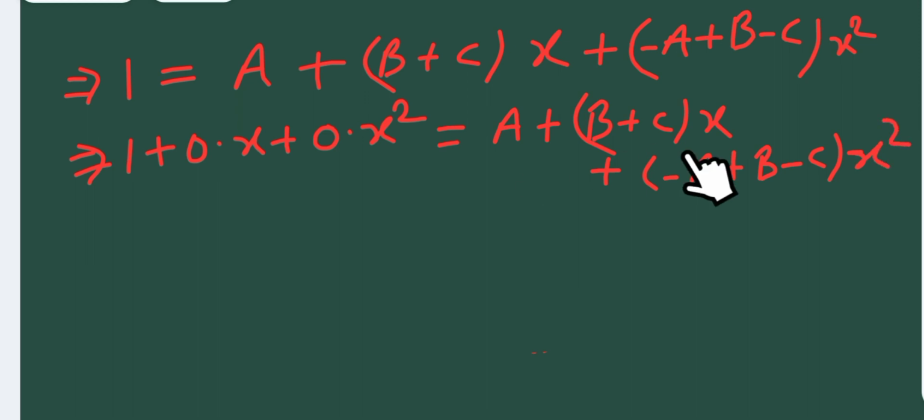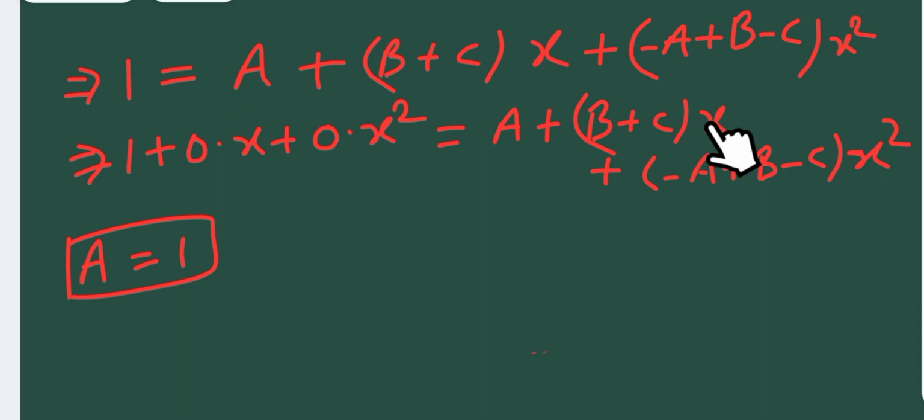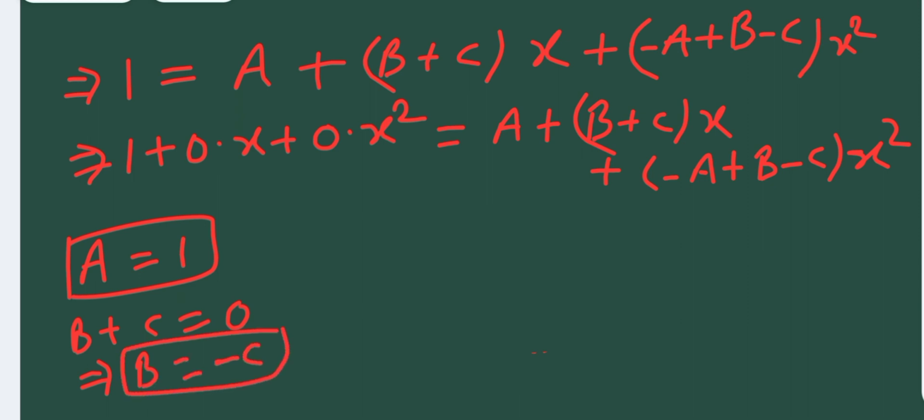So ultimately if you compare the coefficients, the constant a gets compared with 1, so the value of a we directly got as 1. Then you compare the x coefficient: left side is 0 and right side is b plus c, so obviously b plus c will be 0. If b plus c is 0, then b is equal to minus c. Now the x square coefficient: left side is 0 and right side is minus a plus b minus c.